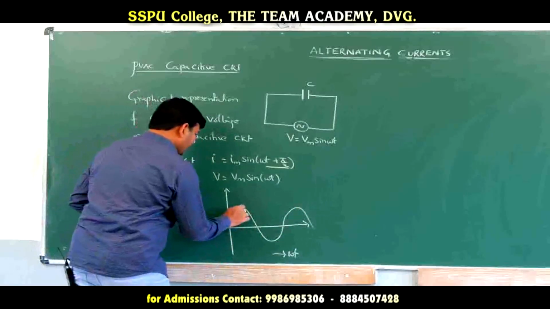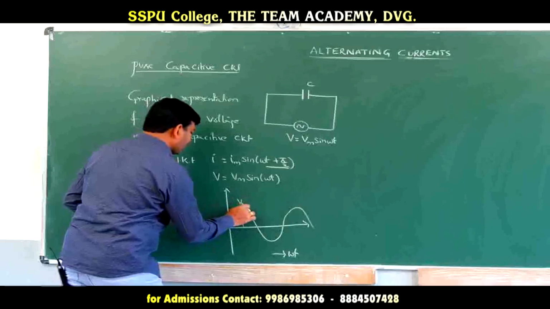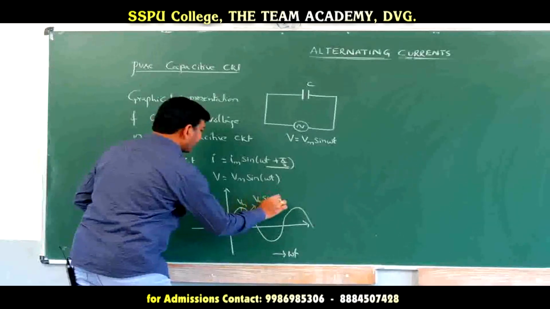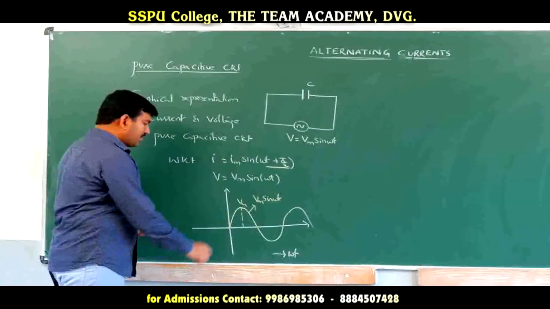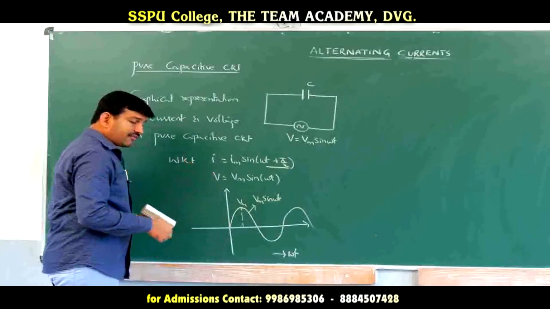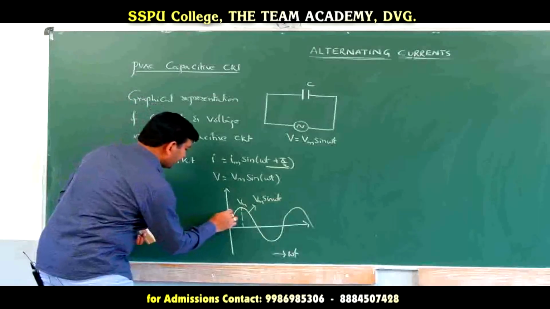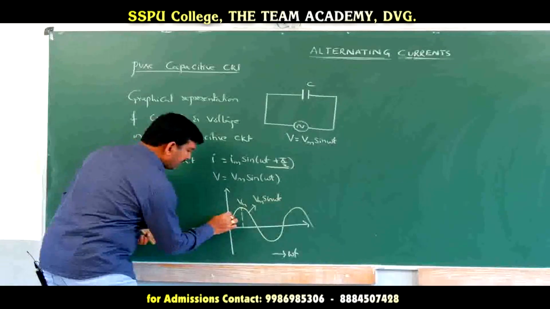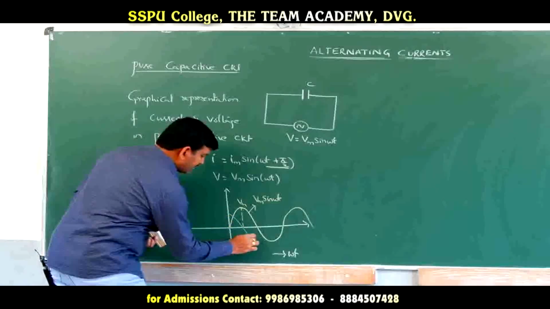So this is representing the maximum value of voltage or the peak voltage Vm, and this is Vm sin omega t. Now current is leading, we are telling. So that means when voltage is 0, current should not be 0 and it should lead. Therefore it should have maximum value. So when this is 0, this must be maximum, and when this is maximum, the current should be 0. Therefore the graph is like this.